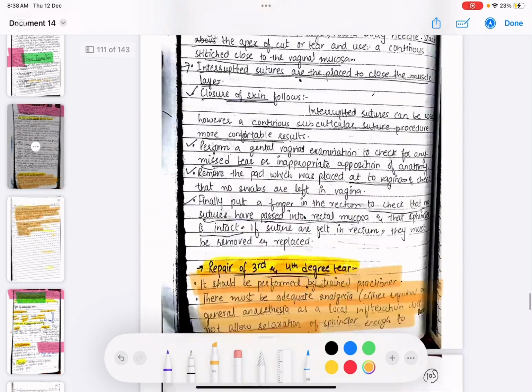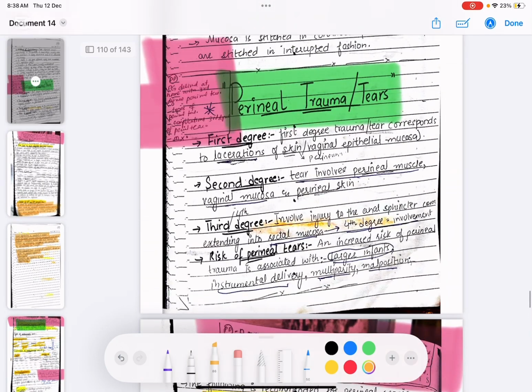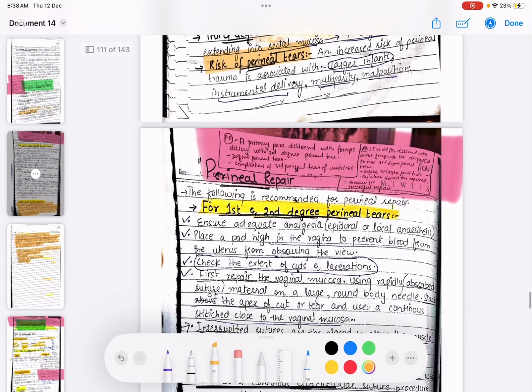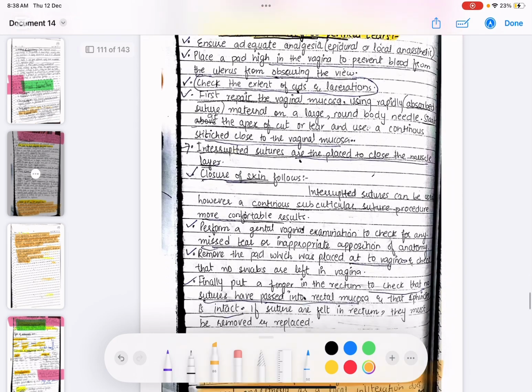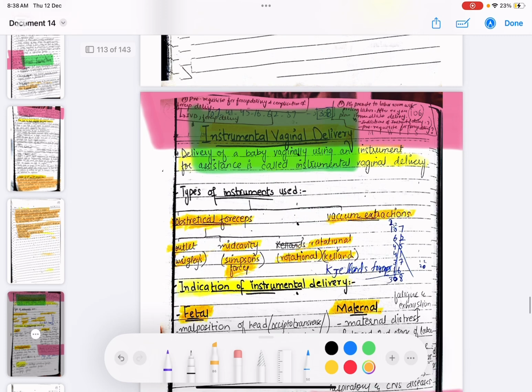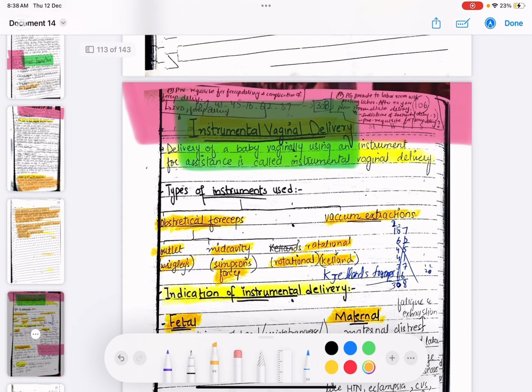So this was all about perineal tears. First, we have to identify what degree tear it is: first degree, second degree, third degree. Then we discussed the risk factors for perineal tears, and then the repair for perineal tears. The repair is provided on the basis of the degree, that is first, second, third and fourth degree. Now coming towards the second topic, that is instrumental vaginal delivery.